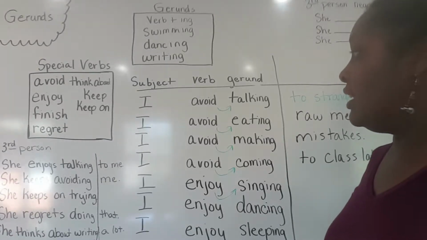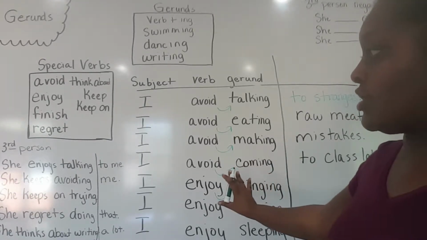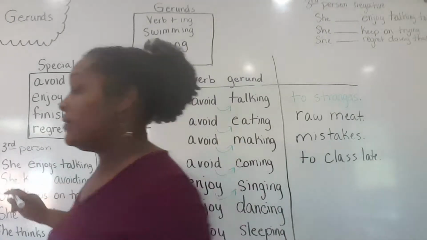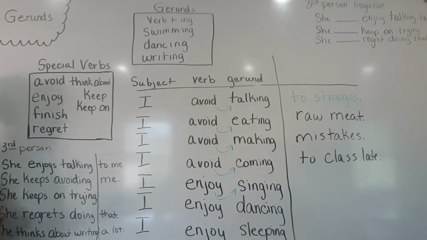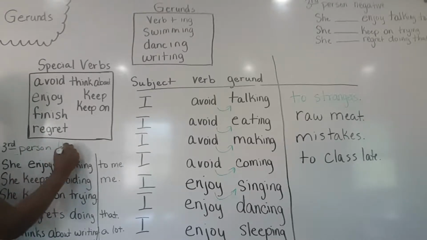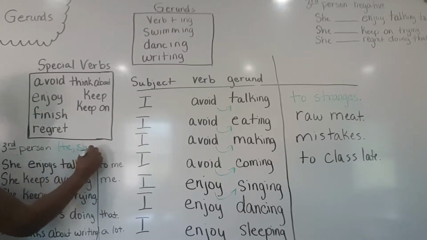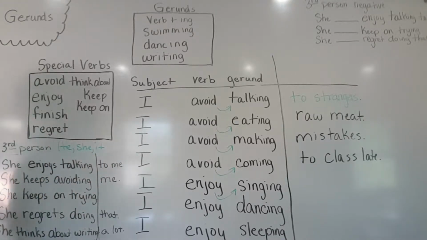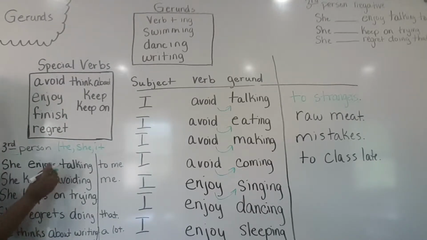Now, let's look at this same construction in third person. So, to remind you, third person is he, she, and it. So, third person, we change that special verb. Just like regular, she enjoys, there's an S. She enjoys talking.